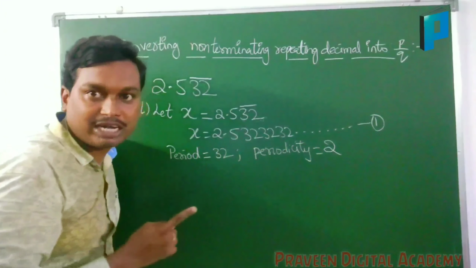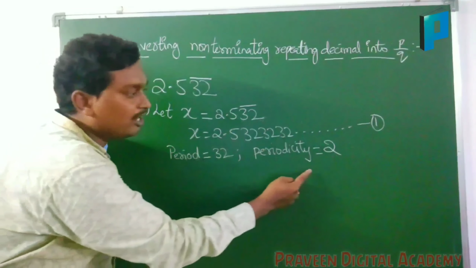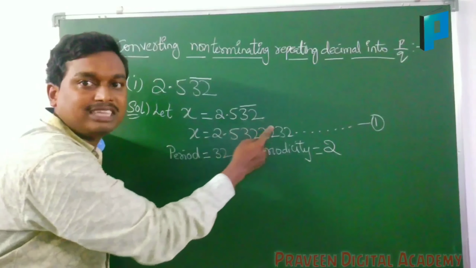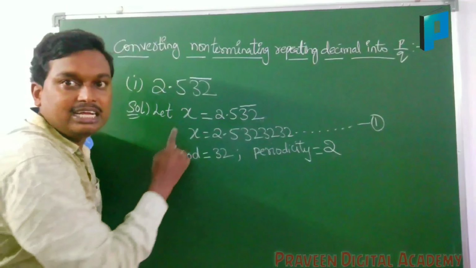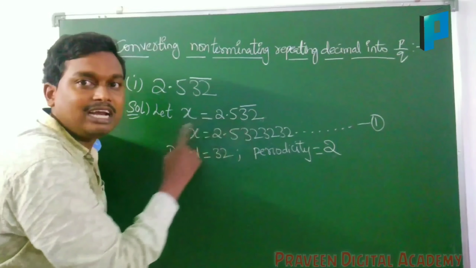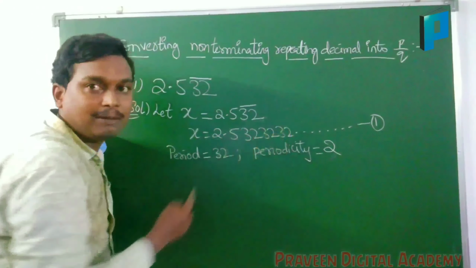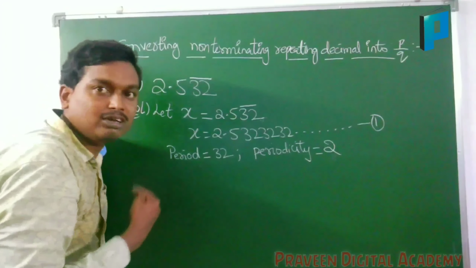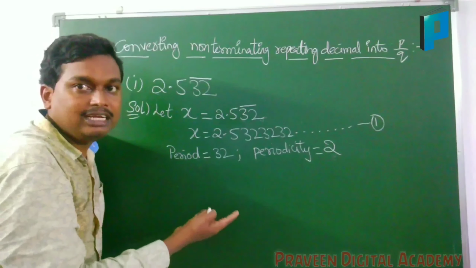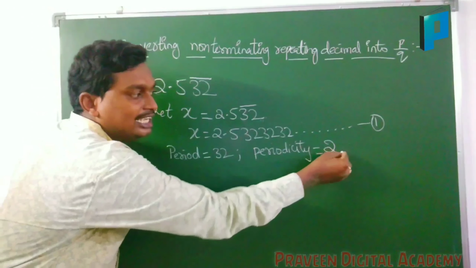If periodicity is 1, multiply equation 1 on both sides with 10. If periodicity is 2, multiply with 100. If periodicity is 3, multiply with 1000. If periodicity is 4, multiply with 10,000. Like that, based on periodicity we multiply. For 10 there is one zero, for 100 two zeros, for 1000 three zeros, for 10,000 four zeros.